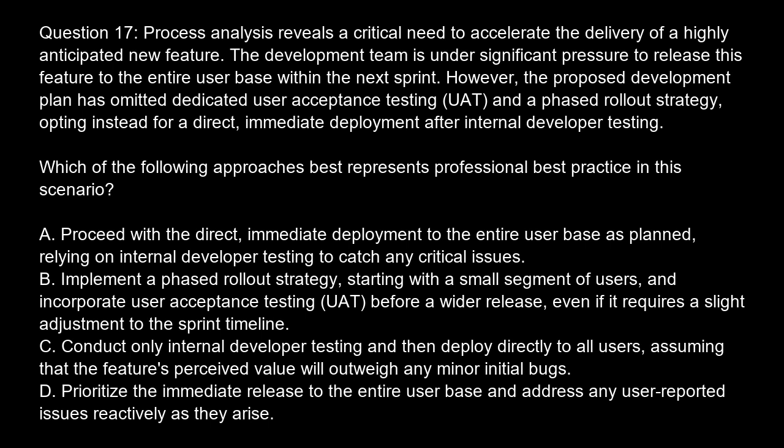Which of the following approaches best represents professional best practice in this scenario? Option A. Proceed with the direct, immediate deployment to the entire user base as planned, relying on internal developer testing to catch any critical issues. Option B. Implement a phased rollout strategy, starting with a small segment of users, and incorporate user acceptance testing, UAT, before a wider release, even if it requires a slight adjustment to the sprint timeline.